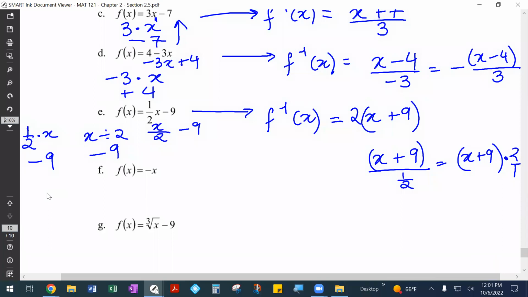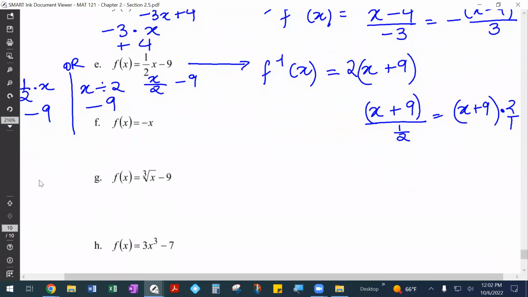So it doesn't matter if you think of that as being multiplied by 1/2 or being divided by 2. Your final result should still come out to be the same. Question on this one, guys? And again, remember, as I was telling you before, when in doubt, use the switch and solve method, but then you won't have to worry about you multiplying by 1/2 or dividing by 2, it's the same.